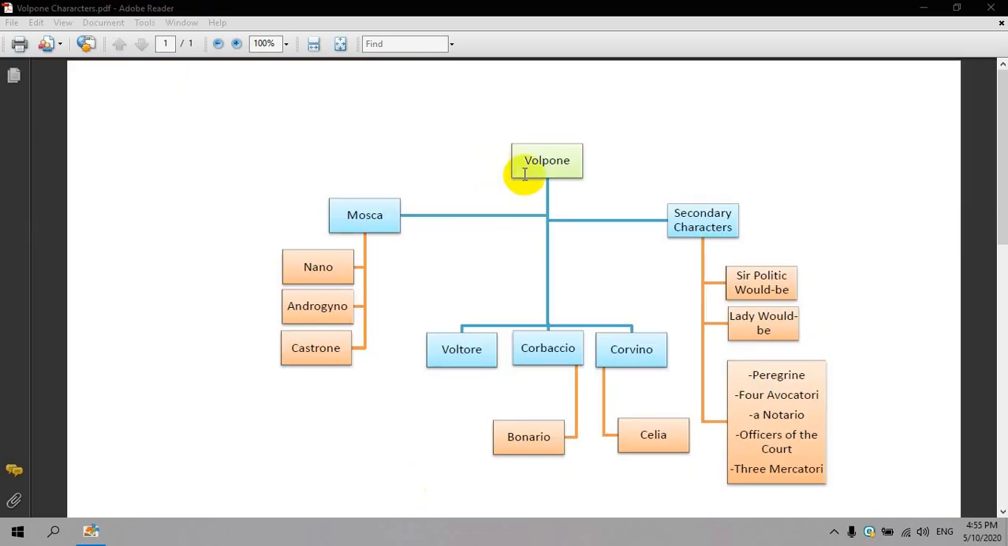In dealing with Volpone as a play, we have to deal with the characters of this play. So I drew this diagram, a very simple diagram, to make it very clear to understand this play and the story and the plot of this play. As the characters in this play are very important, I drew it. So here we have Volpone, as the play is entitled, and he is the central figure of this play. He is a Venetian nobleman from Italy. He is very rich, but has no wife and no children.